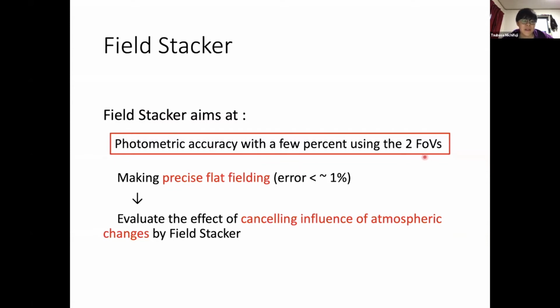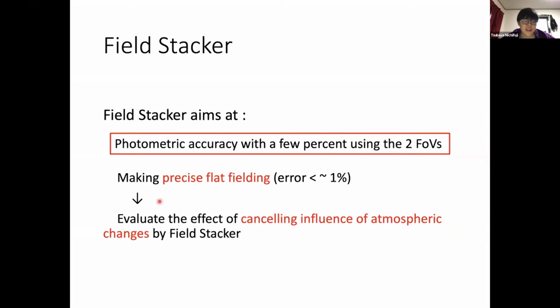So we use the two fields of view, and we must make precise flat fielding. Practically, we aim at its error being less than 1% or so. This value is much less than a few percent, but the flat fielding is a very difficult problem in mid-infrared wavelengths now.